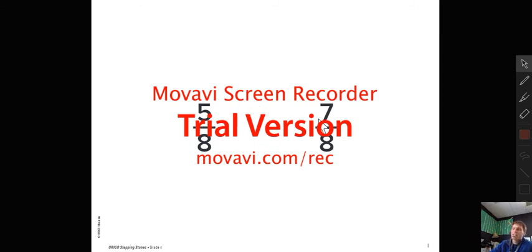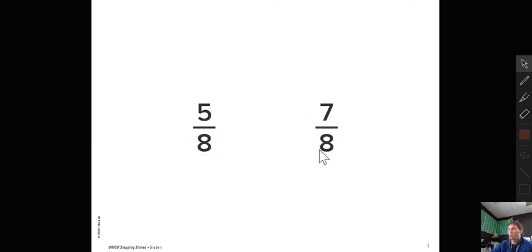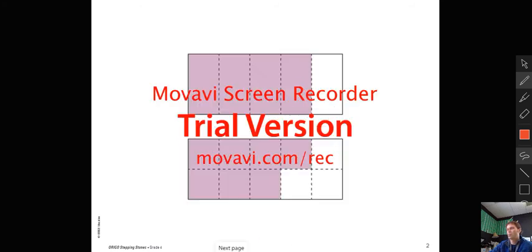Okay, so 5/8 compared to 7/8. You can see that 7/8 is greater. Why? Because these have a common denominator. This numerator is greater than this. You have more 8s on this side, so therefore 7/8 is greater.